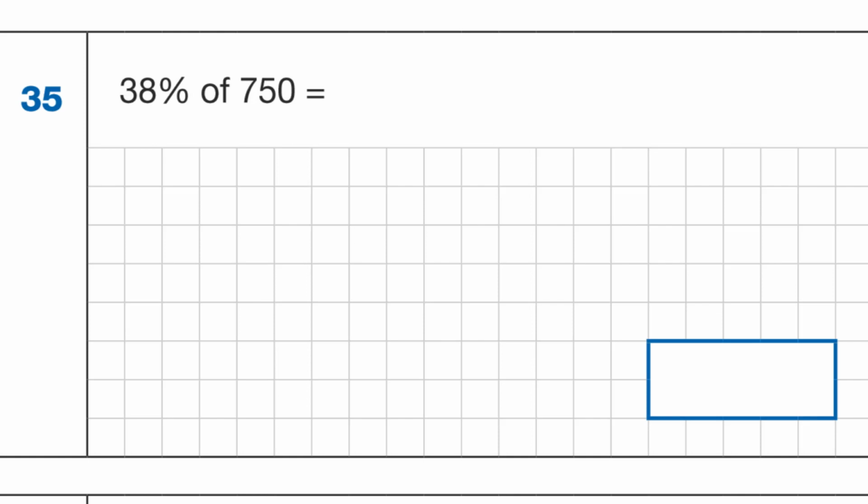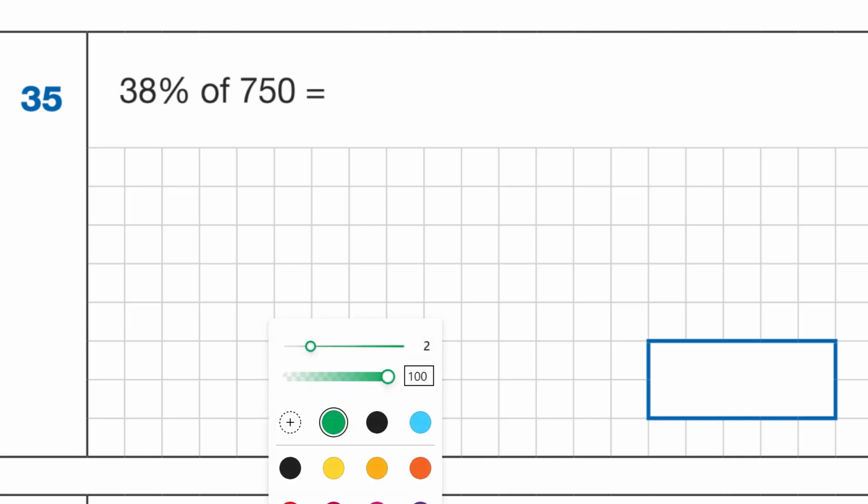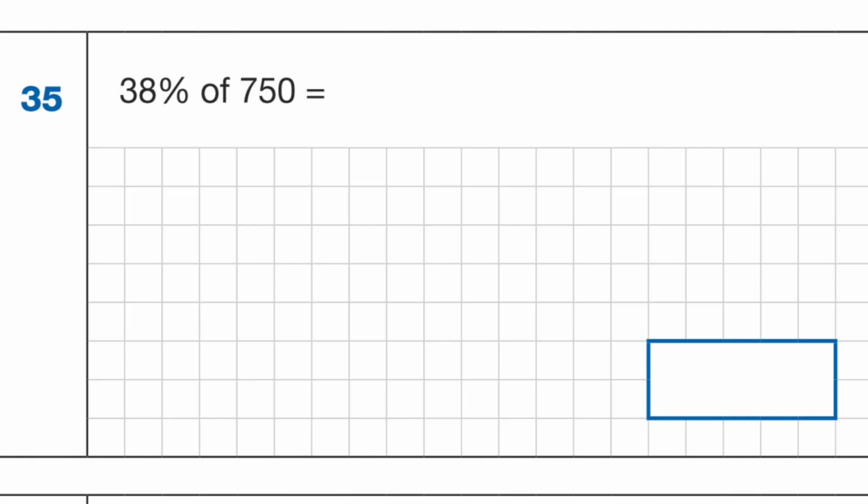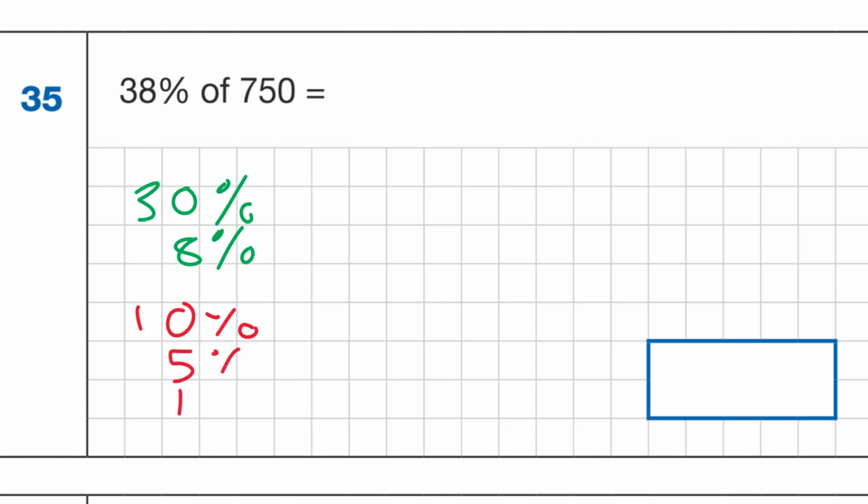Question 35, 38% of 750. So as I said before, there's lots of different ways with calculating percentages, and I go through all of it in my SATs ebook. You can find lots of stuff on how to calculate percentages. Now you could find 30% and find 8%. But to find a 30%, you're going to need to find 10%. And to find the 8%, you're going to need your 5% and your 1%.